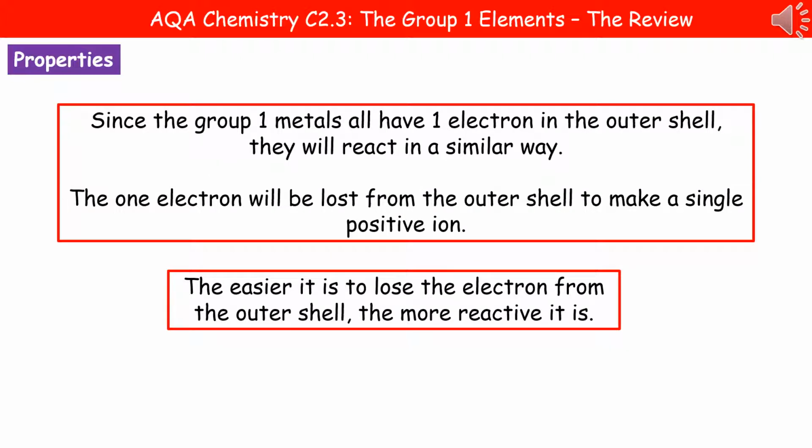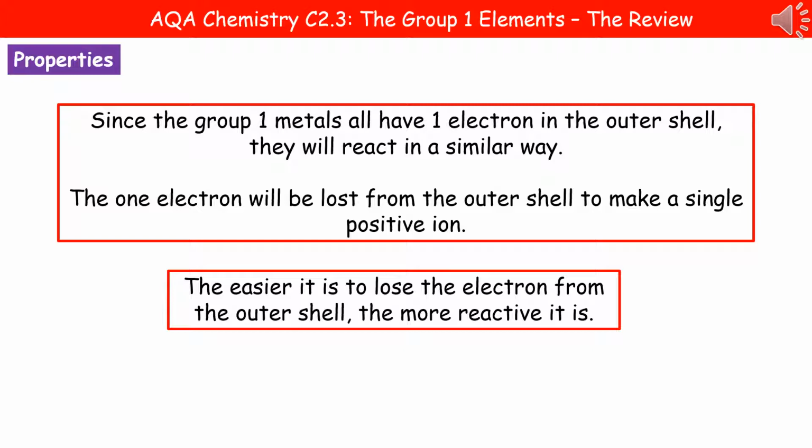Hopefully you remember from our work on electronic structures and the periodic table that all of the group 1 elements will have one electron in their outer shell. And because they've got one electron in their outer shell, that means that they all react in a similar way. Hence why when we put them in water, they all do a similar thing, just it gets a little bit more exciting the further down the group you go. The reason that they're all going to react in this similar way is that that one outer shell electron is going to be lost, and it will make a single positive ion, and then that's going to react with the other chemicals that are present.